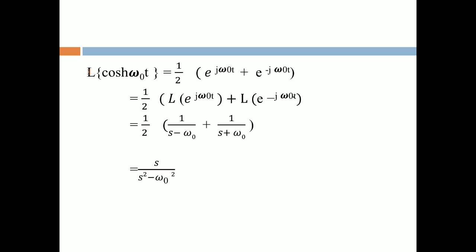that is Laplace transform of e raised to ω0 t plus Laplace transform of e raised to minus ω0 t, which is equal to 1 upon 2 (1 upon s minus ω0 plus 1 upon s plus ω0). So if you solve these brackets, we will get s upon s square minus ω0 square.